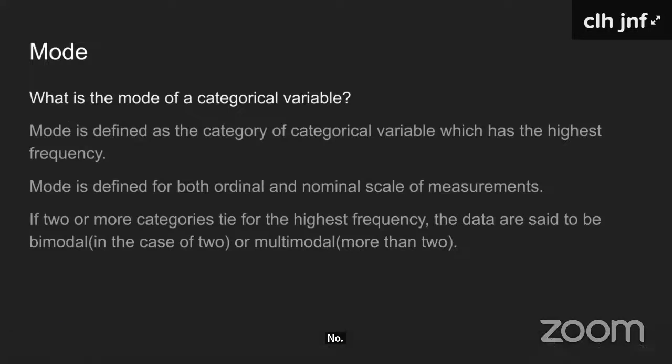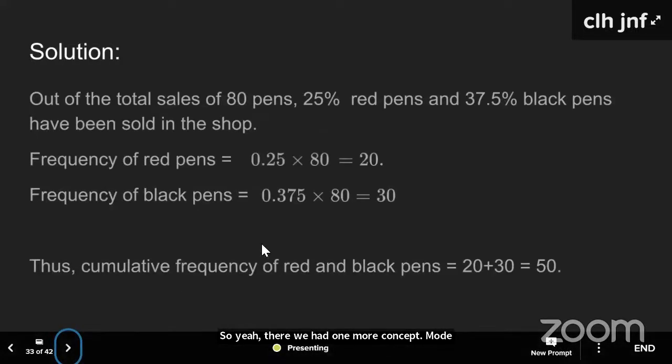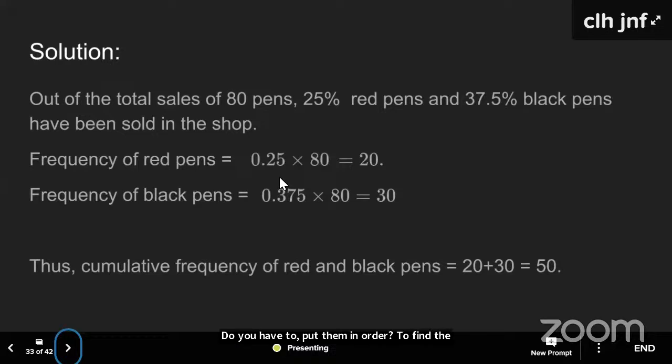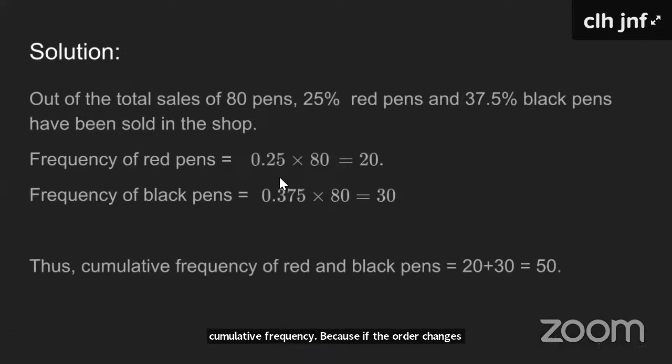Do we have to put them in order to find the cumulative frequency? Because if the order changes, the cumulative frequency will change for a few values. How? See, cumulative frequency is just a sum, right? And summation is associative, so it doesn't matter in what order you add. You just add 20 plus 30, it will give you 50. Even if you add 30 plus 20, again 50. So it doesn't matter.